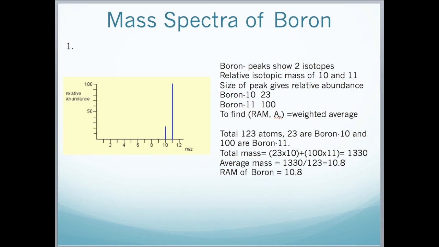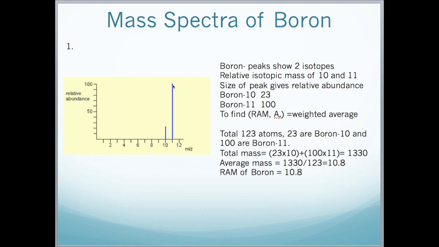So here I've got an example from a mass spectrum. We can see that there are two peaks, one at 10 and one at 11, which tells us the relative isotopic mass. And the size of the peaks gives us the relative abundance. So we have boron-10 at approximately 23 and boron-11 at 100.